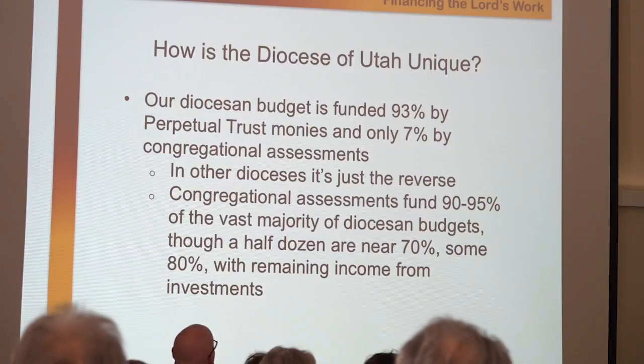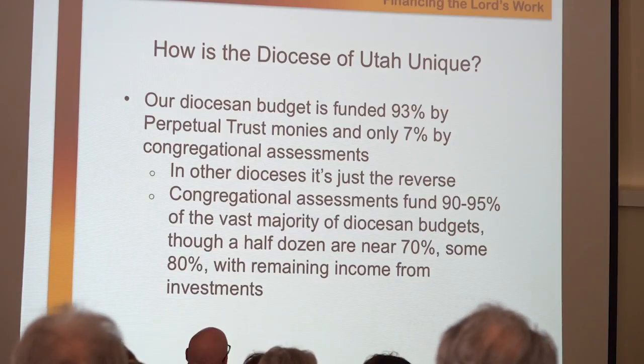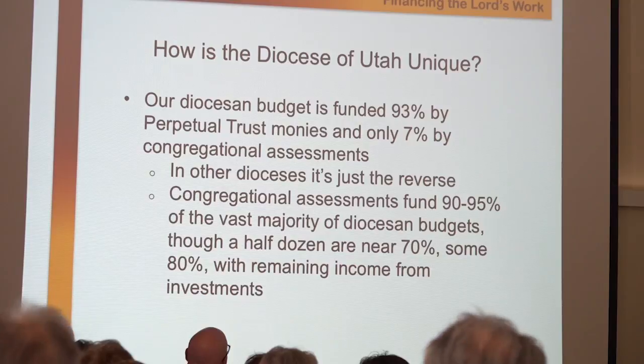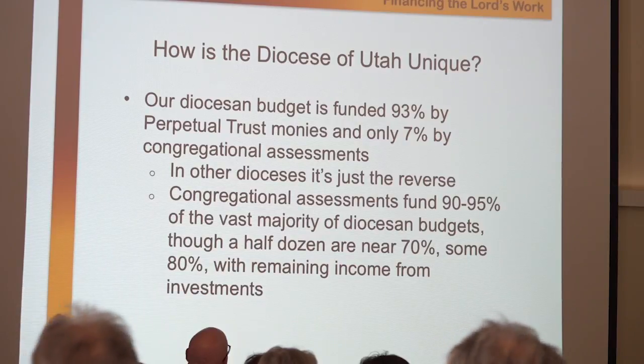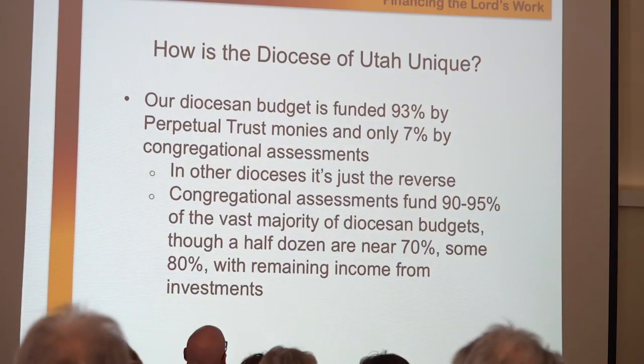Our diocesan budget is 93% funded by the grant from the Perpetual Trust, by the operating distribution we receive. In other words, we're living off a sugar daddy or a sugar mommy. 93% of our existence as a diocese is funded through the trust. And only 7% of our budget comes from the assessments that you make to the diocesan budget.